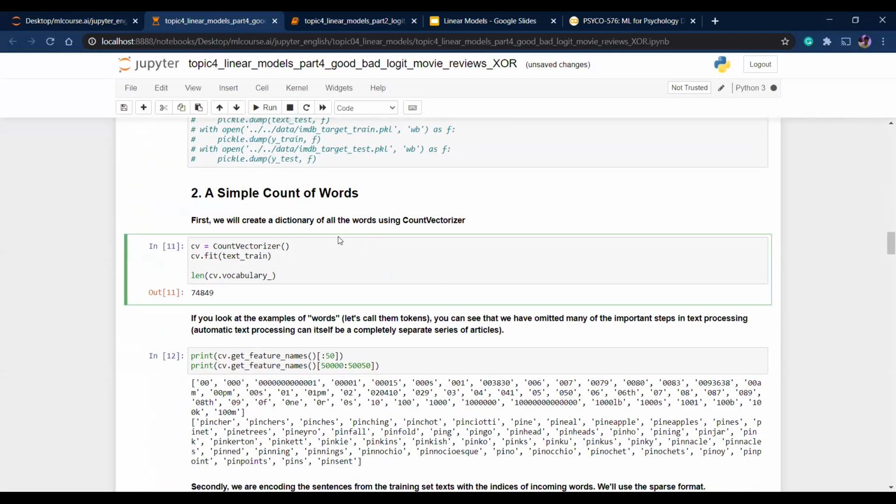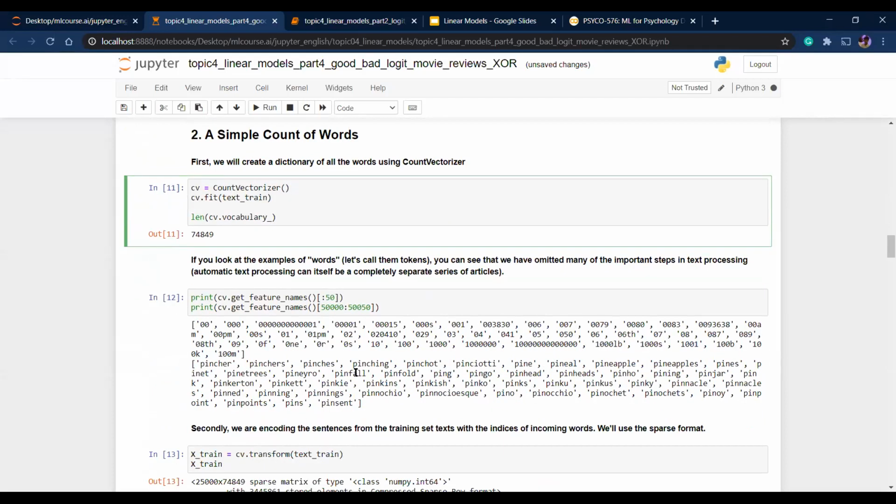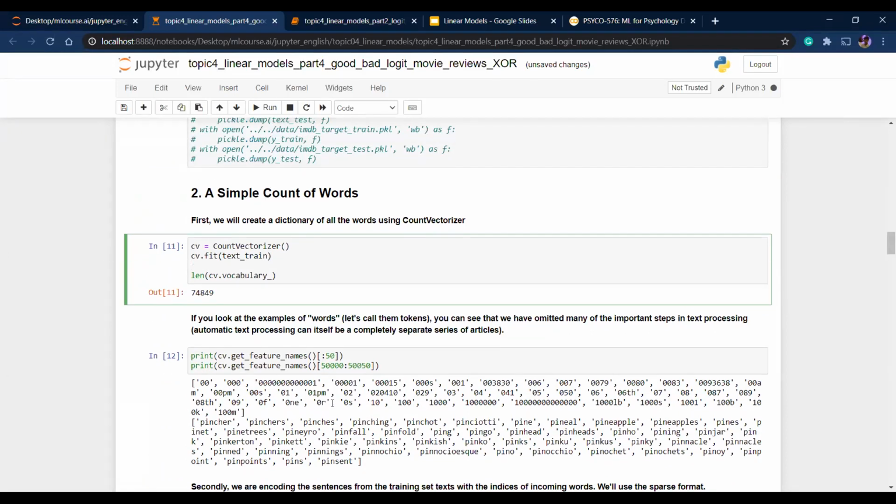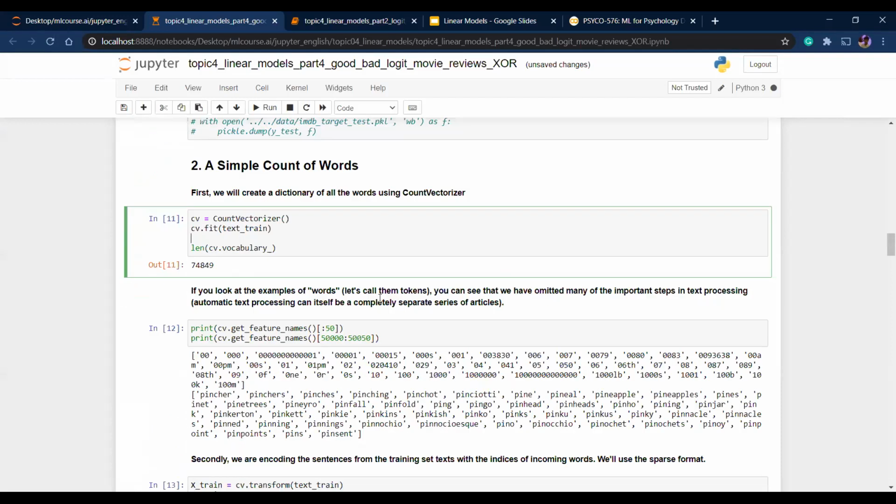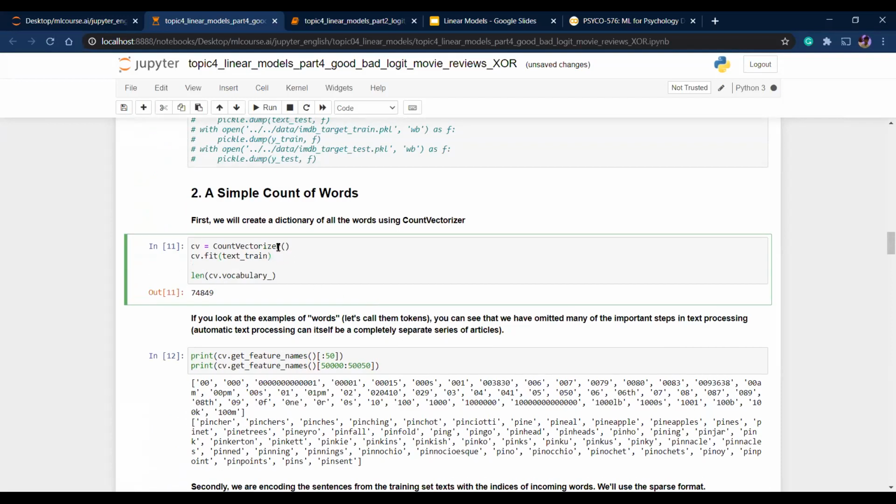Now, what we do here is we use a class called CountVectorizer, and what it does is basically create a dictionary of all the words in the dataset. How you do it is you implement the CountVectorizer class and fit it on the text train, so you create a dictionary from the training set. We don't want to do it from the test set because that would be cheating, because you would already have information from the test set.